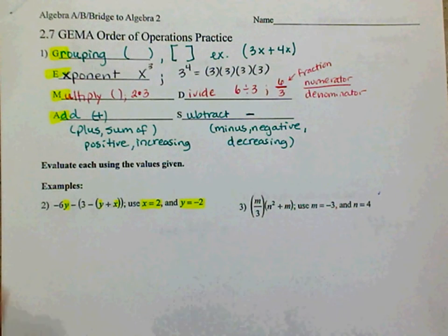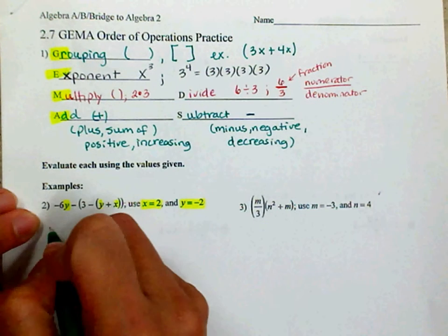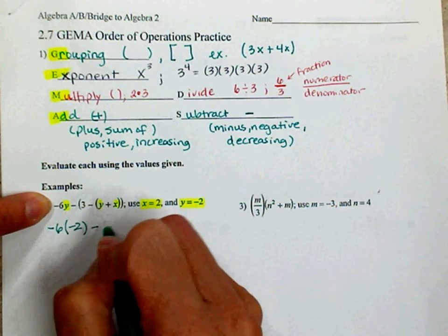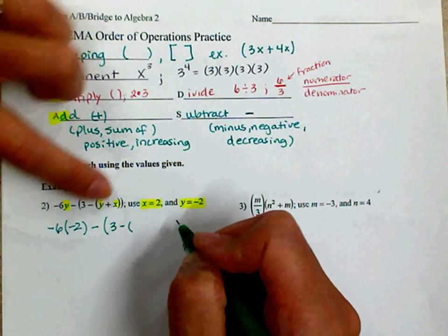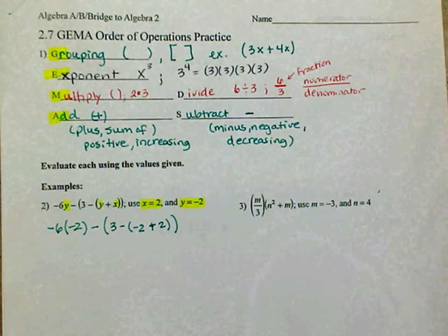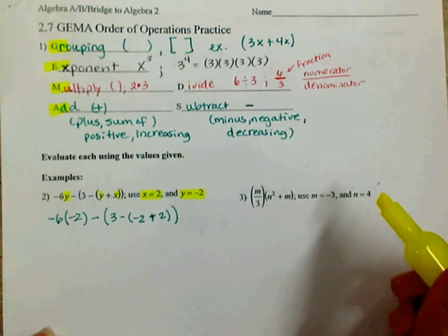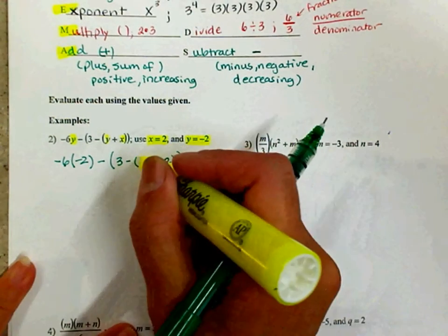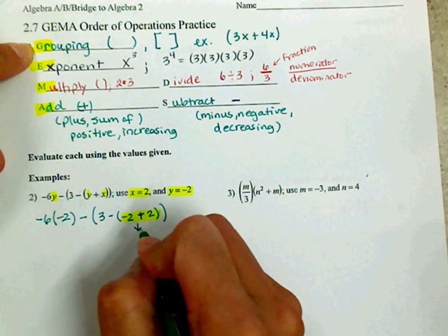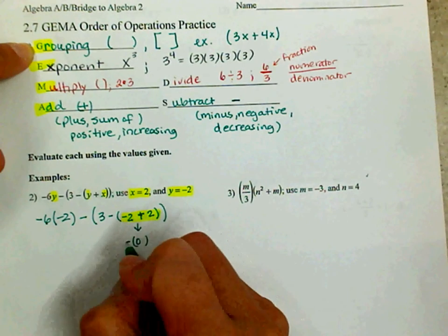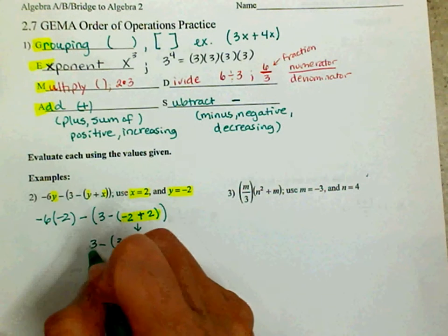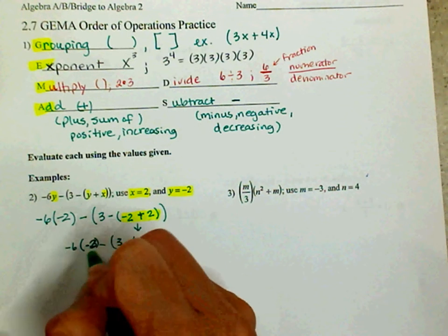So number 1, and you have to use order of operation. So negative 6, when they're next to each other, it means multiply. Y is negative 2 minus parentheses 3 minus parentheses. There's your y again. Negative 2 plus x, which is 2. Okay? Order of operation. So let me scoot this up a little bit. Do what's inside the parentheses first, because there's your grouping right there. So negative 2 plus 2 comes out to be 0. Okay? And you bring everything else down. So sorry, that should be a negative 2. Okay?